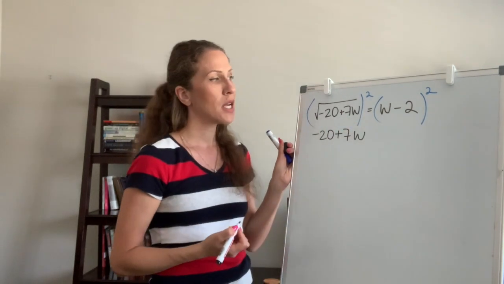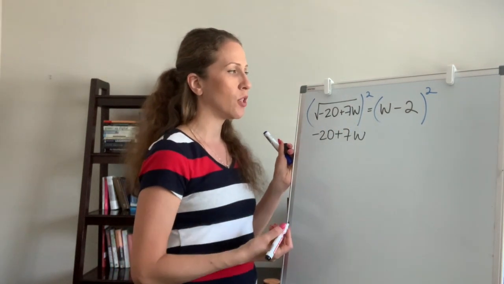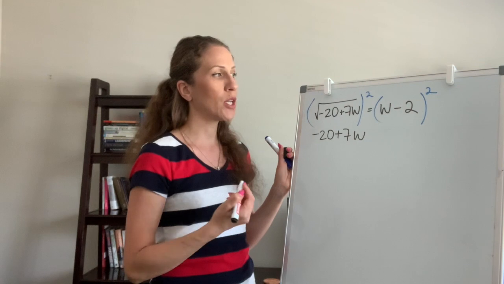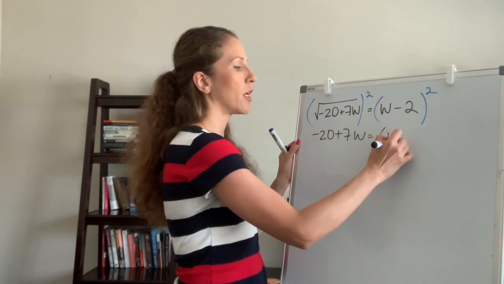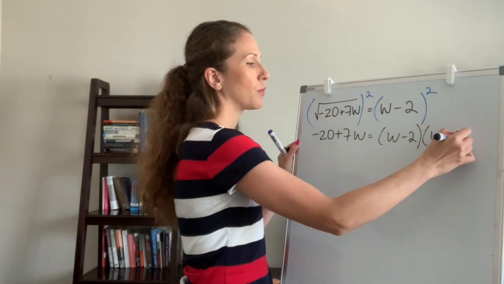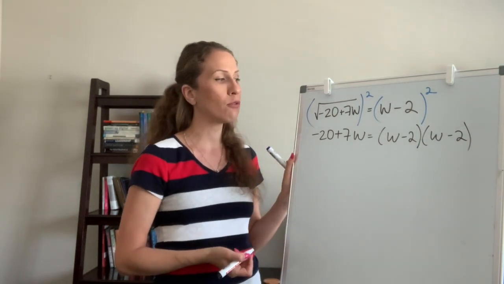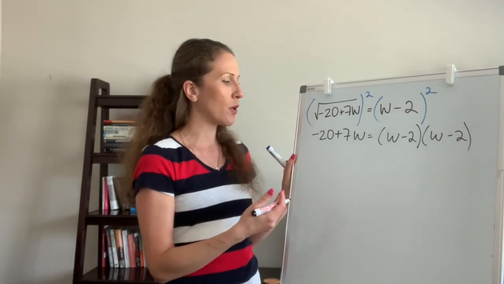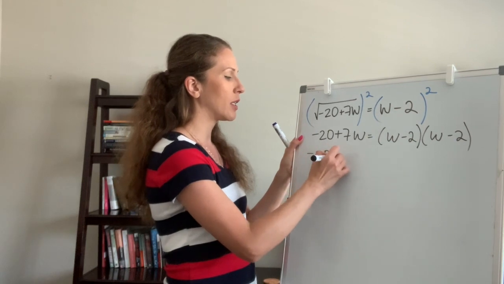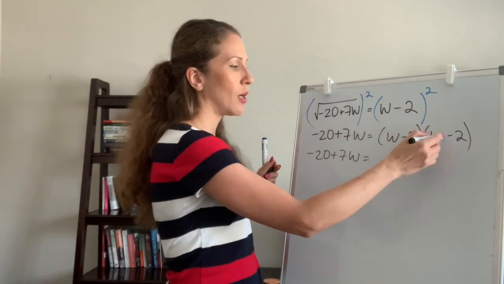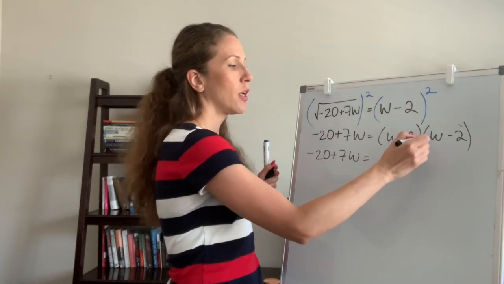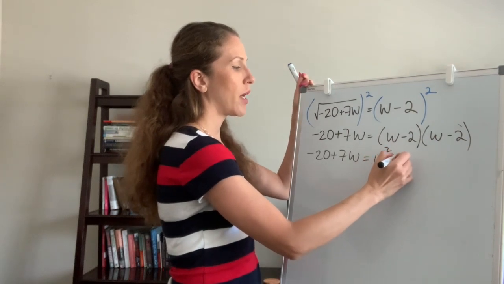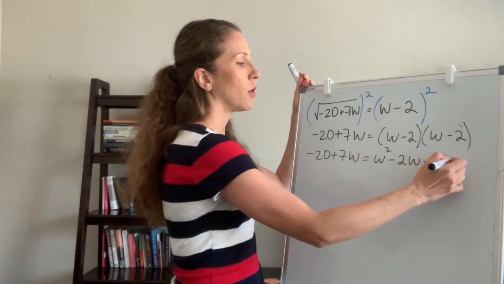On the right side, the common error that I see students make is to say that this is w squared minus 4, when it's not. w minus 2 squared means nothing but w minus 2 times another w minus 2. And that is foiling. So you do have to go through the foiling procedure here to figure out what w minus 2 squared is. So I'm going to leave the left side as is, plus 7w here, and then on the right I have to do w times w, w times negative 2, and then negative 2 times w, negative 2 times negative 2. So that's going to be w squared minus 2w minus another 2w plus 4.